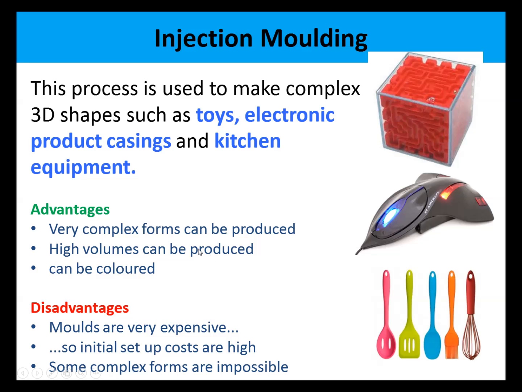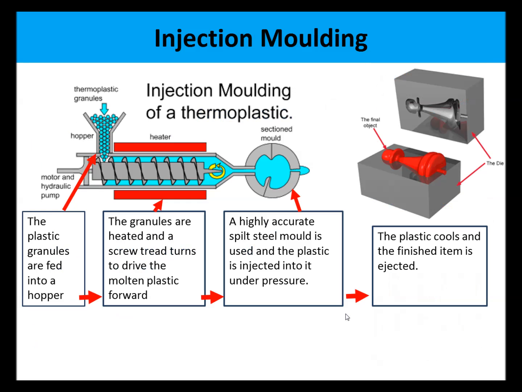The advantages: very complex forms can be produced, high volumes can be produced, so it can be mass produced, and the product can be brightly coloured. The disadvantages are the molds are very expensive to produce. They are split steel molds, so the initial setup costs are high, and some very, very complex shapes are impossible to mold. So that is injection molding.